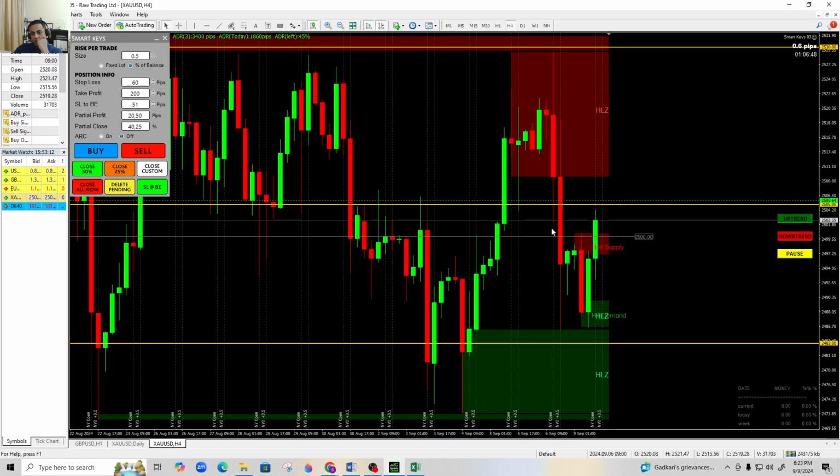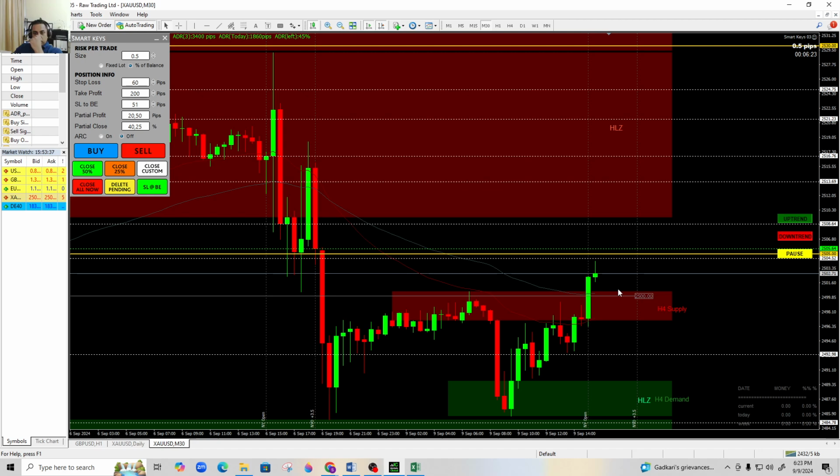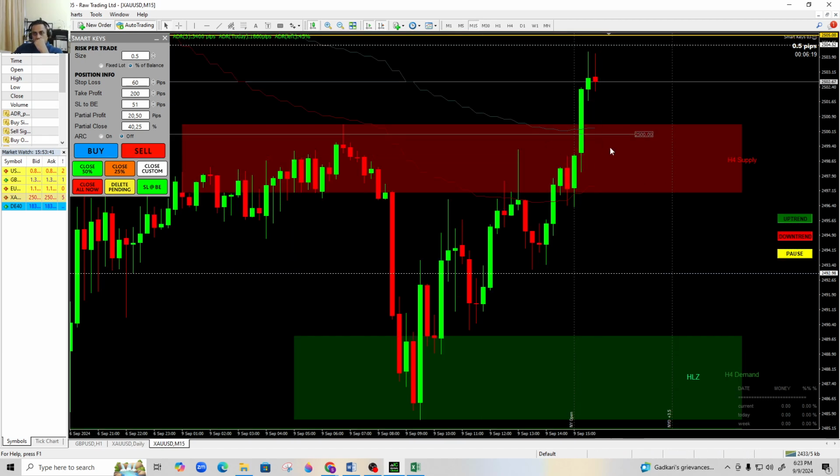Now, when the H4 candle closes, then it's a different story, because then we're going to have to readjust. I don't want to say redraw. I just want to say readjust the two closest supply demand zones. We need to readjust them, right? Depending on where this candle closes. So for now we wait.